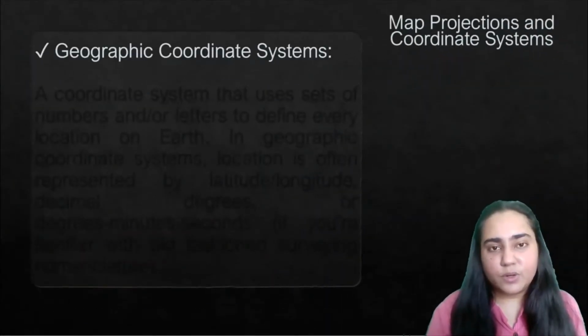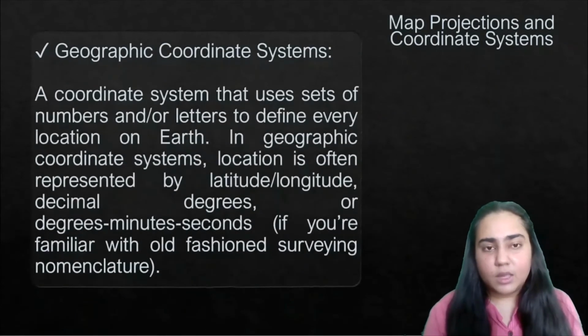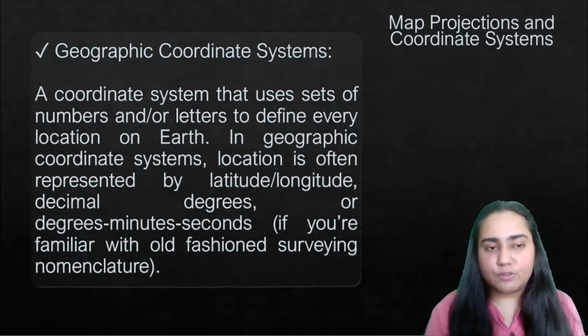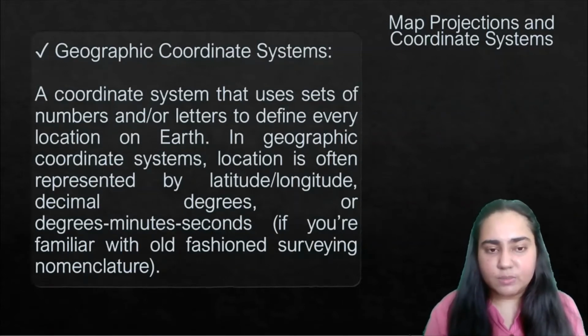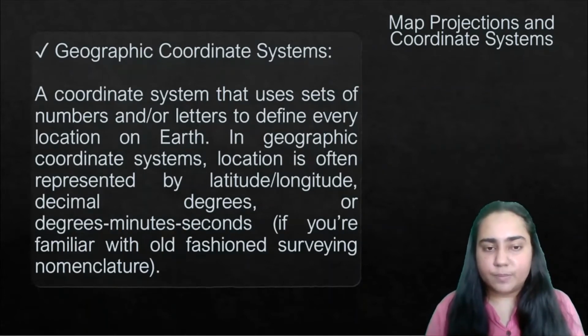The next type of coordinate system is known as the geographic coordinate system. This uses a set of numbers or letters to define every location on Earth. In geographic coordinate systems, location is often represented by latitude and longitude, in decimal degrees, or degrees, minutes, seconds, if you're familiar with old-fashioned surveying nomenclature. In old-fashioned surveying, people used degrees, minutes, and seconds.